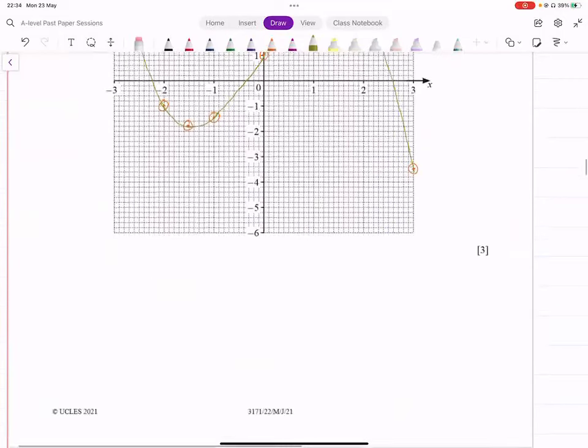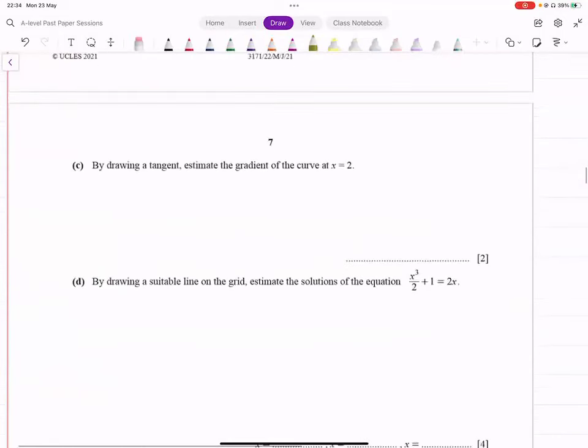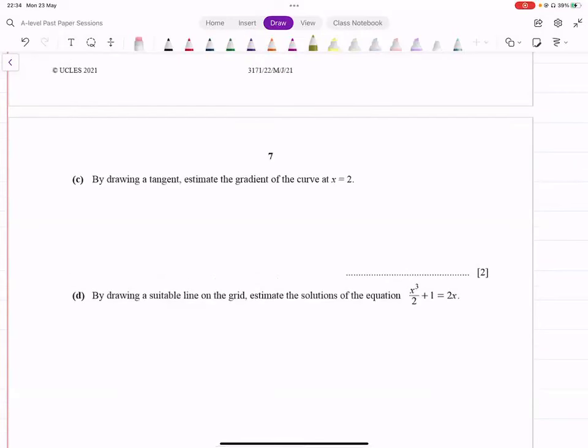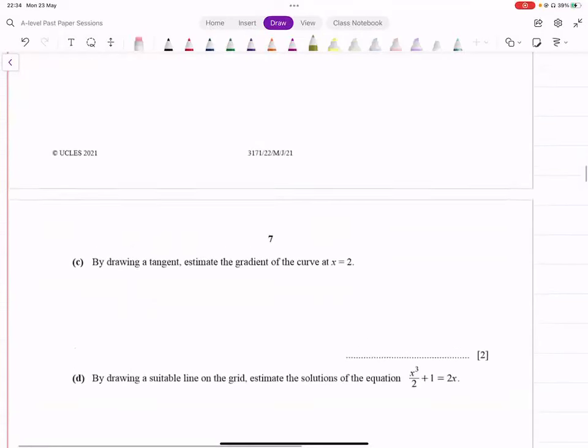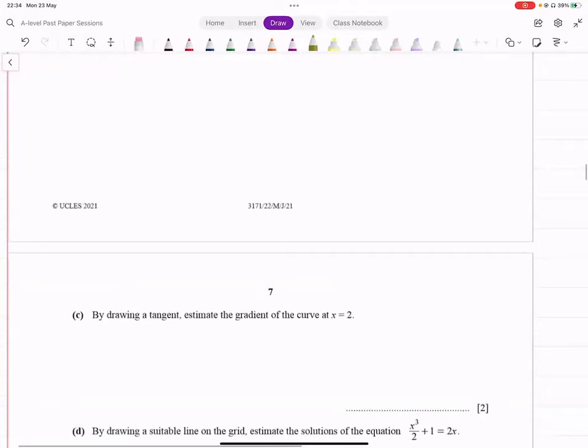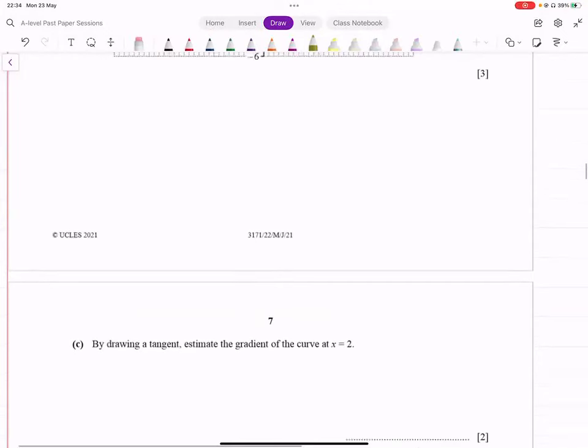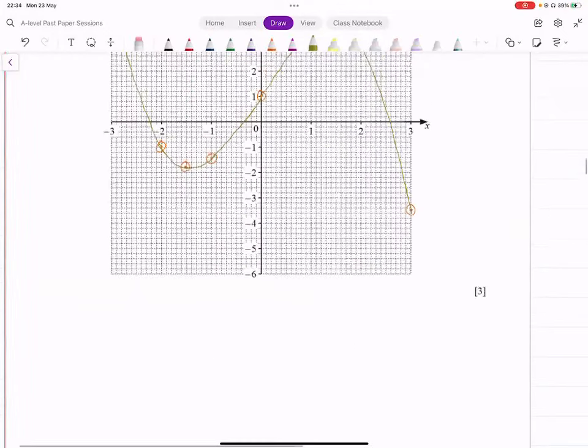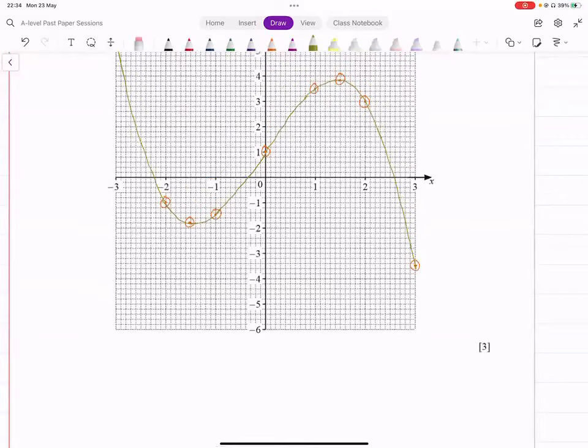Let's move on. Okay, now it says, by drawing a tangent, estimate the gradient of the curve at x equals 2. X equals 2 पे आपने इसका gradient draw करना है. अच्छा, इसके tricks होते हैं कुछ कि आप calculation से gradient find कर लो और फिर अपना tangent उसके हिसाब से बना दो. So if you know, for example, differentiation या फिर इसको वैसे भी estimate करने के तरीके होते हैं, if you've learned that, that's going to be helpful. Otherwise, just do the standard process.